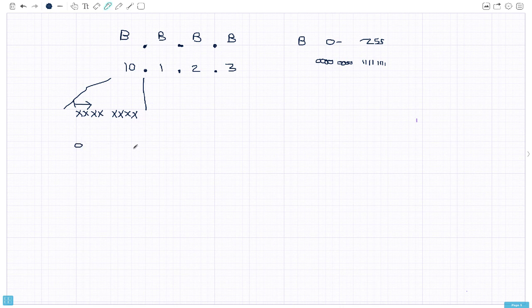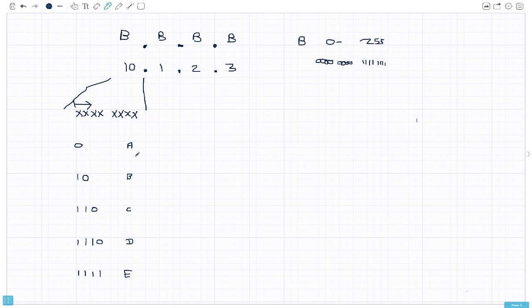that is what is known as a class A IP address. If the leftmost bit is a 1 and the next bit is a 0, that is a class B. If the leftmost bit is a 1, the next bit is a 1, and then we have a 0, that is what is known as a class C. If the leftmost bit is a 1, then another 1, then another 1, then a 0, that is what is known as a class D. And finally, if we have 4 1s in the leftmost 4 bits, that is known as a class E.